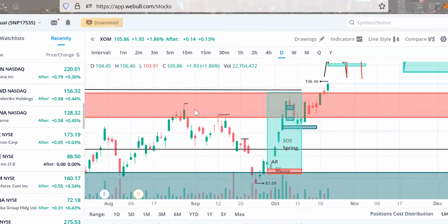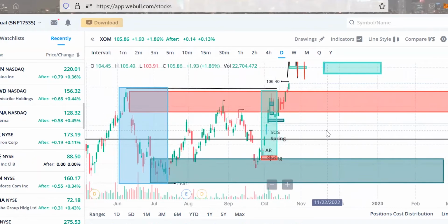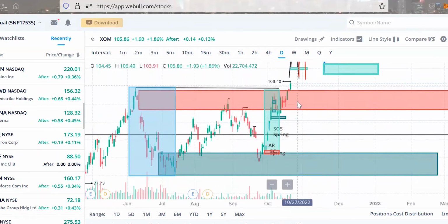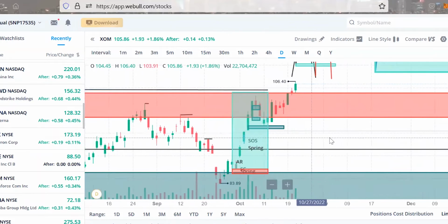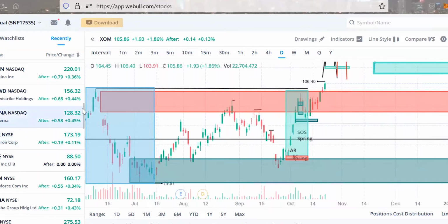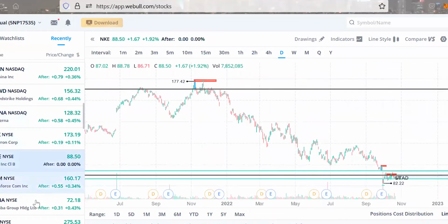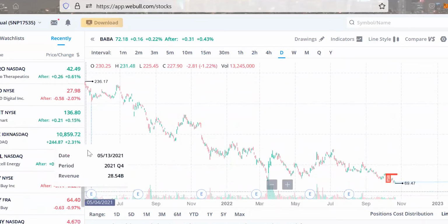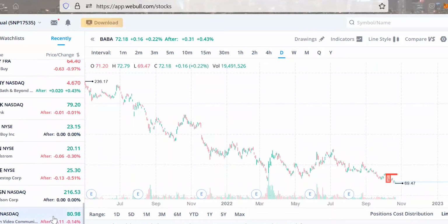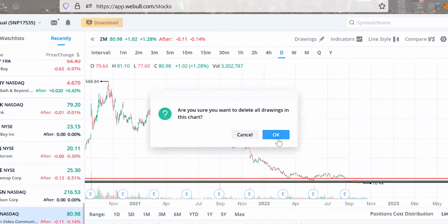Understanding that all this right here was just liquidity, and people were getting confused, thinking that it was a supply zone, and it just ran through it like nothing. I'm going to show you guys how liquidity works. Let's leave Exxon alone. Let's choose a random stock here. Let's do Zoom. Awesome. I'll delete everything.